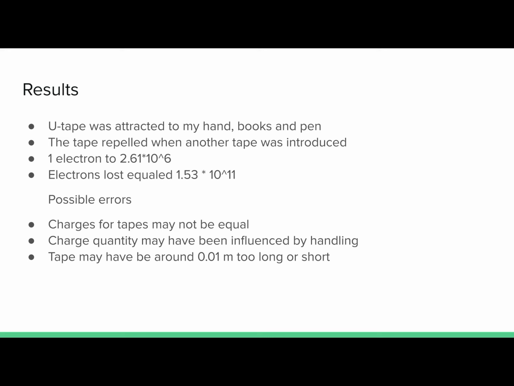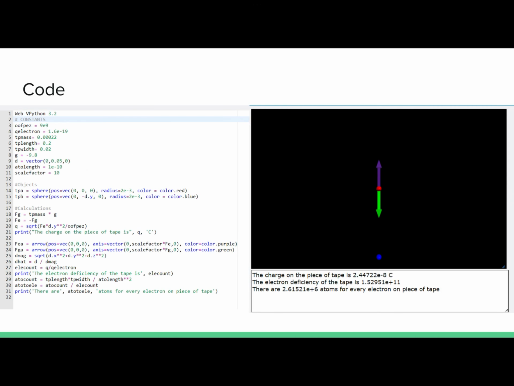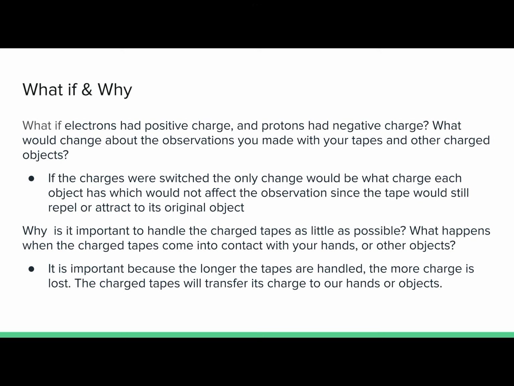The charges for the tapes may not have been equal. The charge quantity may have been influenced by my handling, and the tape could have been a little too long or too short, since there is a discrepancy of about 0.01 meters. Here's my code that I used for this laboratory and it running, and now to the what ifs and whys.